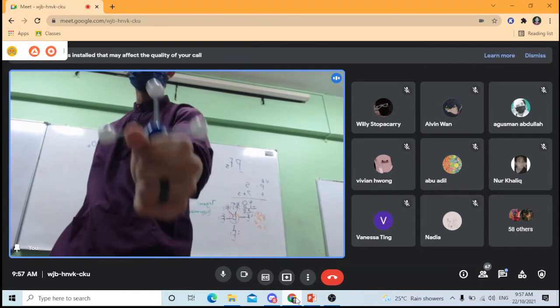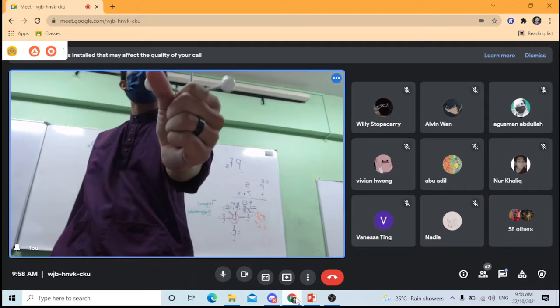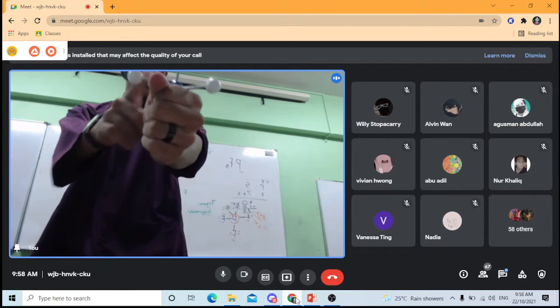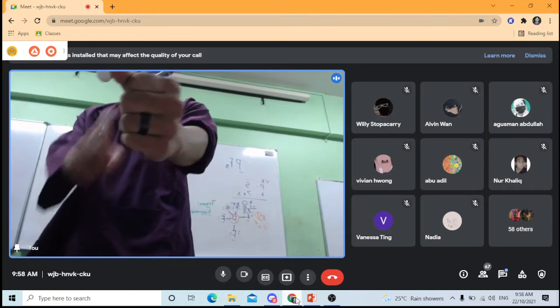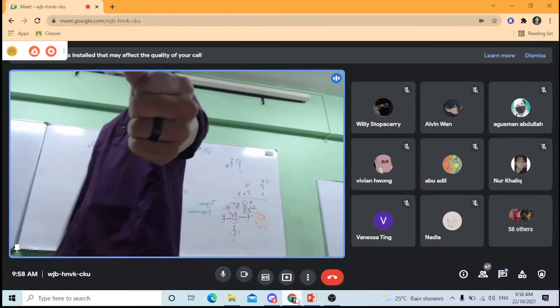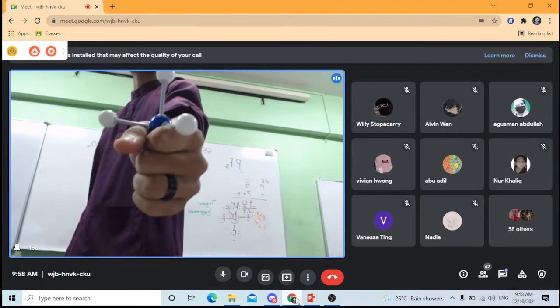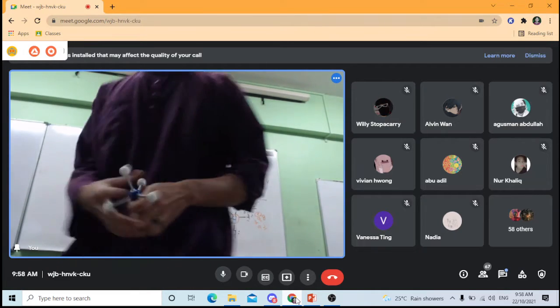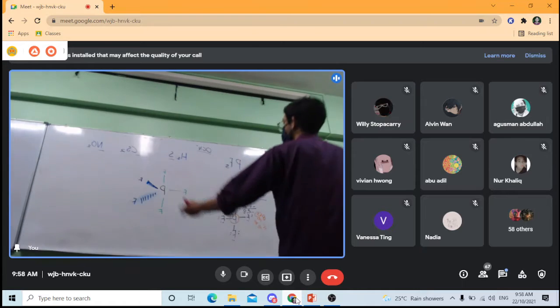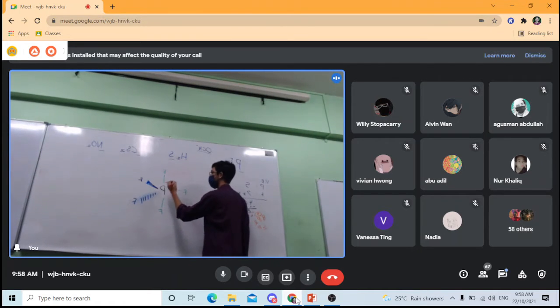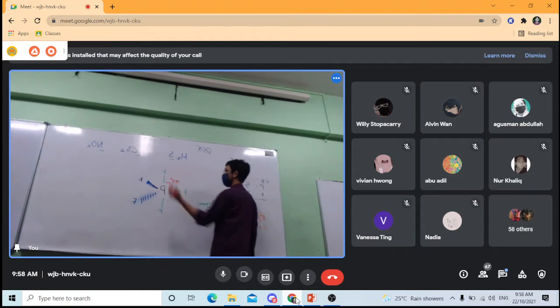What do you think is the angle between this and this? Yes, 90 degrees, right? It will be the same at the bottom too. It's symmetrical, right? So there's no need to mark all of them. Just mark one. So it is 90 degrees, right?